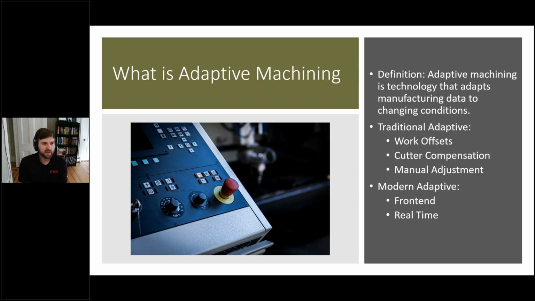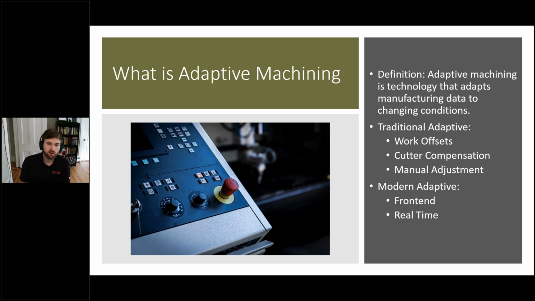All right, so what actually is adaptive machining? This is a question I get a lot. In a nutshell, adaptive machining is technology that adapts manufacturing data to changing conditions. In the past, as you described in your example at the beginning there, we used work offsets and cutter compensations, either diameter or length offsets, to adjust to what we're actually seeing when we cut the part.